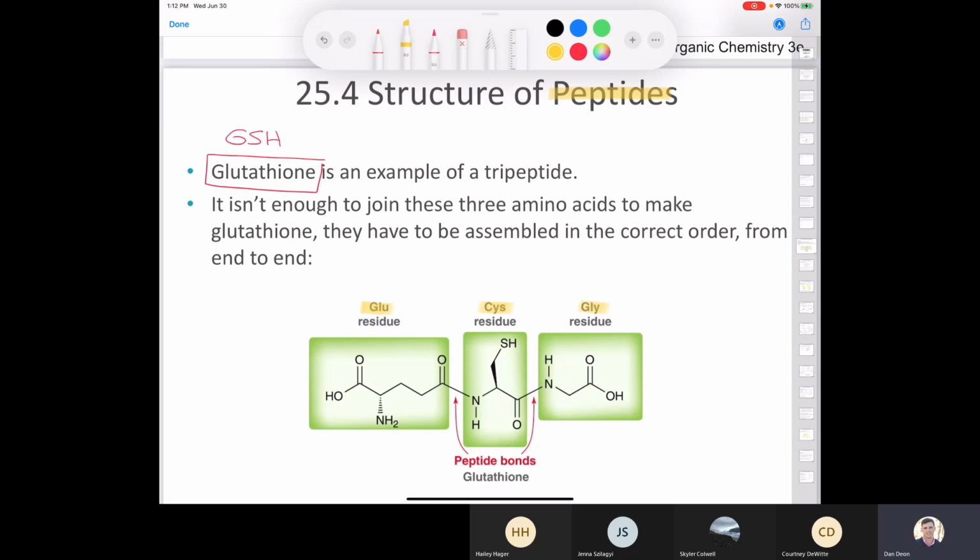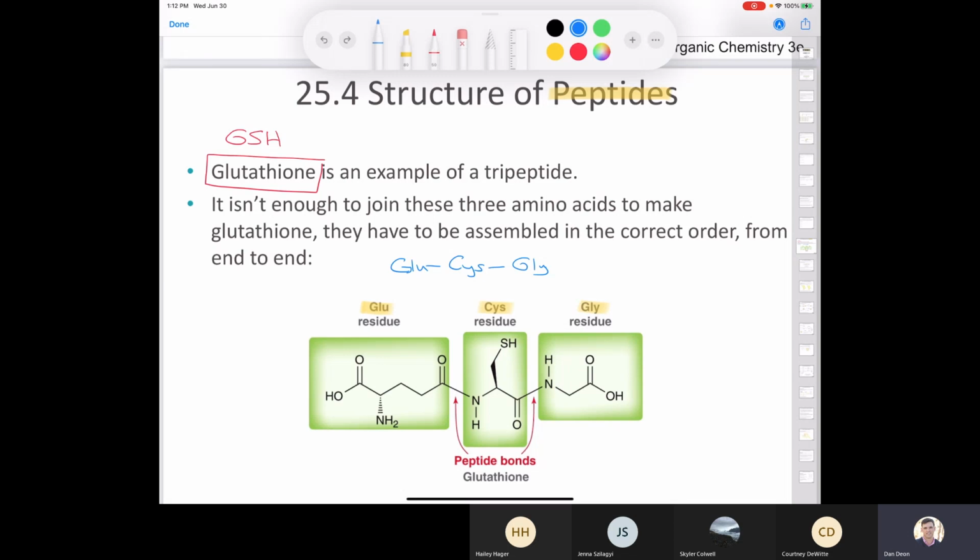But the thing is, it's not just enough to take those 3 amino acids and throw them all together and make new bonds and you end up with glutathione. No, they have to be bound in that particular order. You have to have the glutamic acid bound directly to the cysteine in the middle, and then you have to have the glycine bound last in the way that it's drawn here. And you see that the carbonyl of the carboxyl of glutamic acid is bound to the nitrogen of the cysteine, and you see that the carbonyl of the cysteine is bound to the nitrogen of glycine, like that.